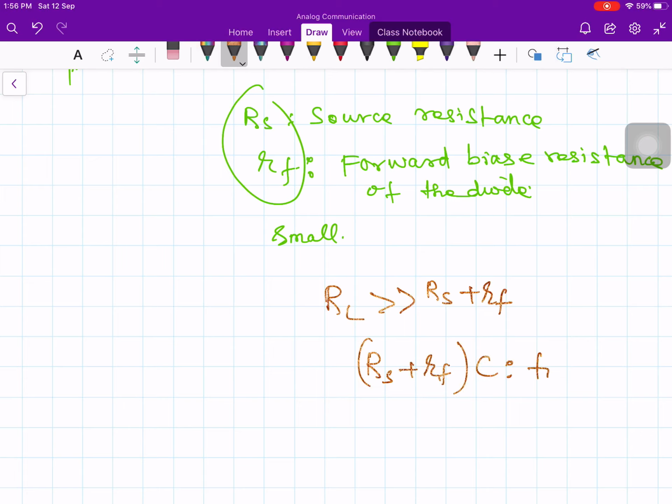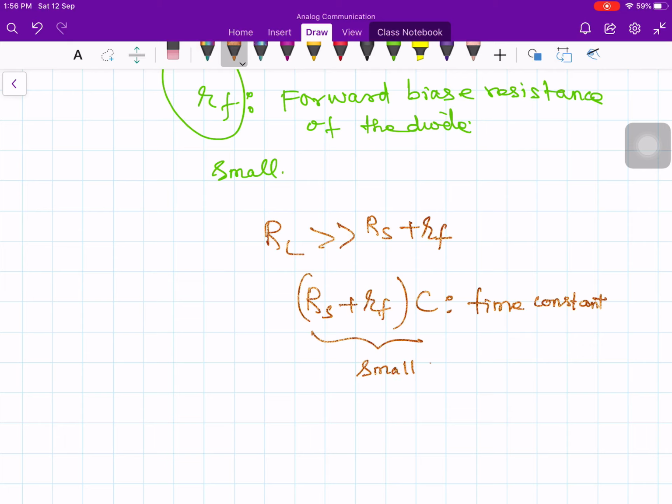Now, what would you like this time constant to be? Should it be small or large? If it is large, then it will be a problem, because it will not charge very easily. It will take a lot of time to charge, and by that time the next half cycle will come. So therefore, it should be extremely small. Therefore, whenever the cycle of the carrier wave comes, it charges quickly.